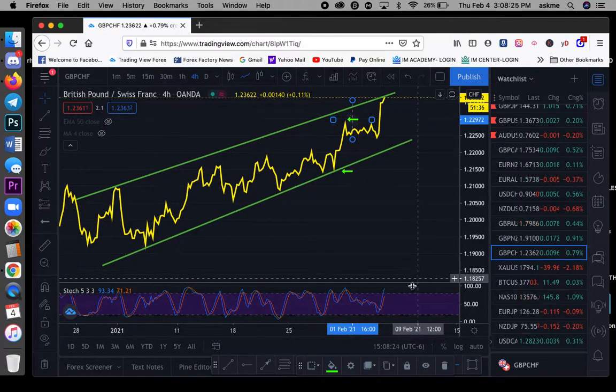All right? Now, you look at the stochastic. The stochastic is overbought, so we know from the stochastic point, we're going to be coming down. We're going to be taking this down to the downside, but we know here we're in an uptrend.